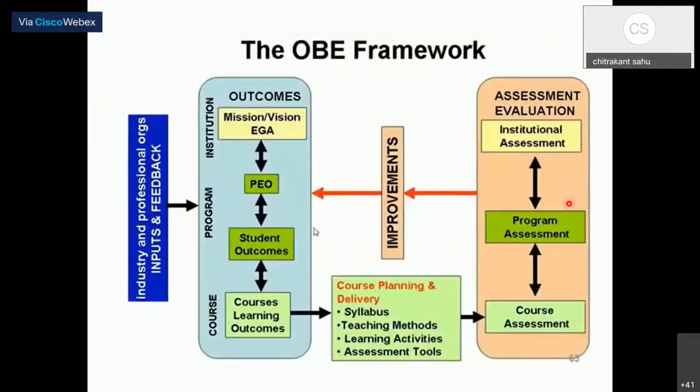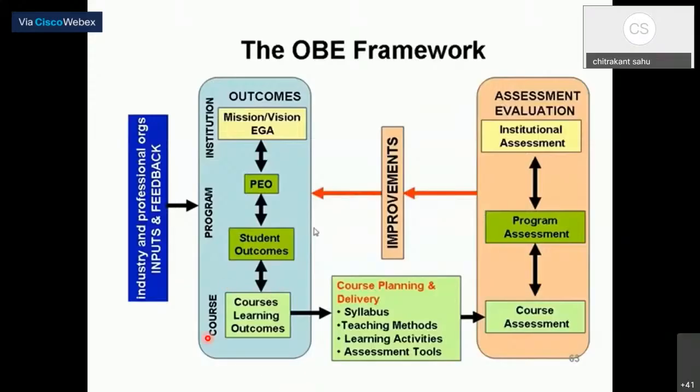So in summary, in the OBE framework, this is an outcome-based education where we require an institution vision and mission, then department vision and mission. Engineering graduate attributes define the PO, program educational objective. Then comes the student outcome. Before finalizing these outcomes, we take feedback from professionals and inputs and feedback from the stakeholders. And then we come to the courses.